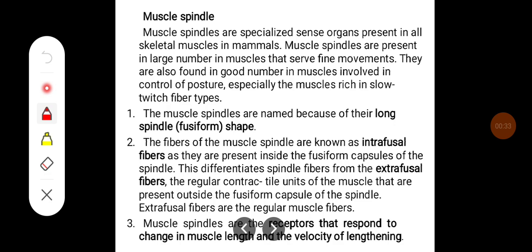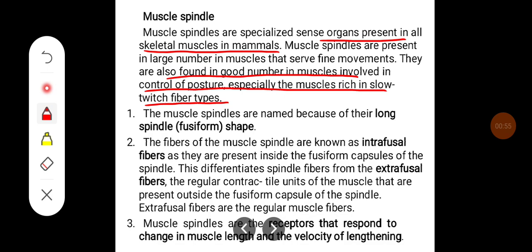Muscle spindles are specialized sense organs present in all skeletal muscles in mammals. Muscle spindles are present in large number in muscles that serve fine movements. They are also found in good number in muscles involved in control of posture, especially the muscles rich in slow twitch fibers types.